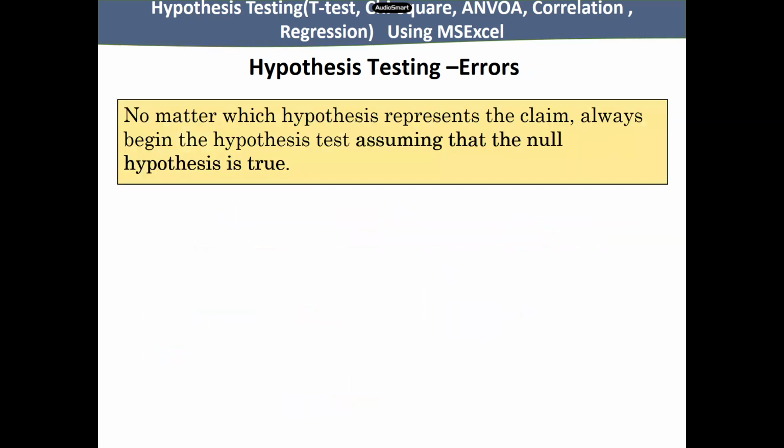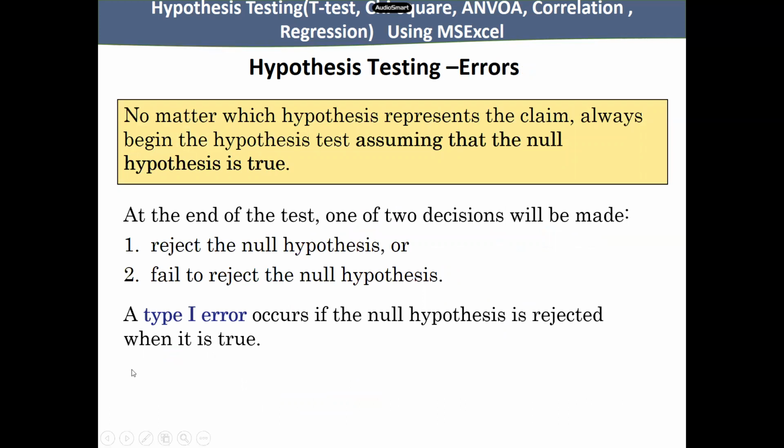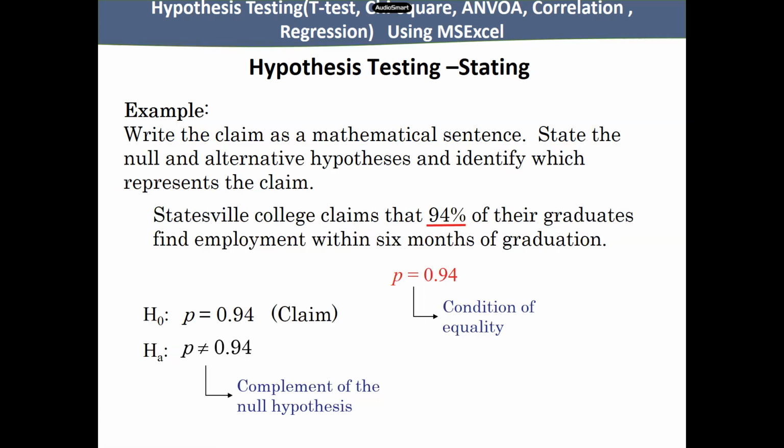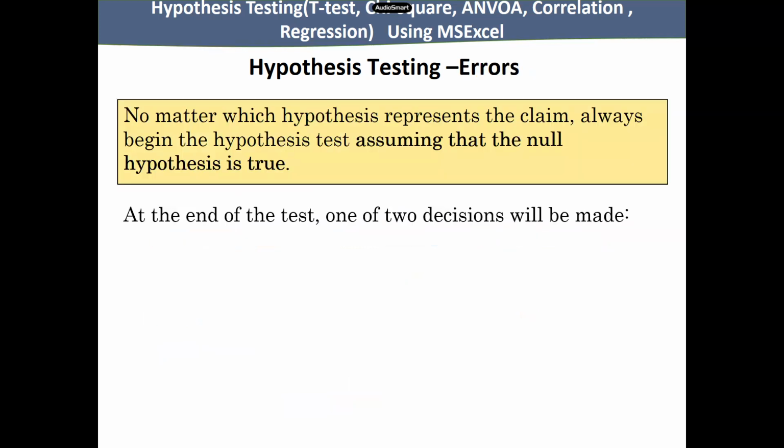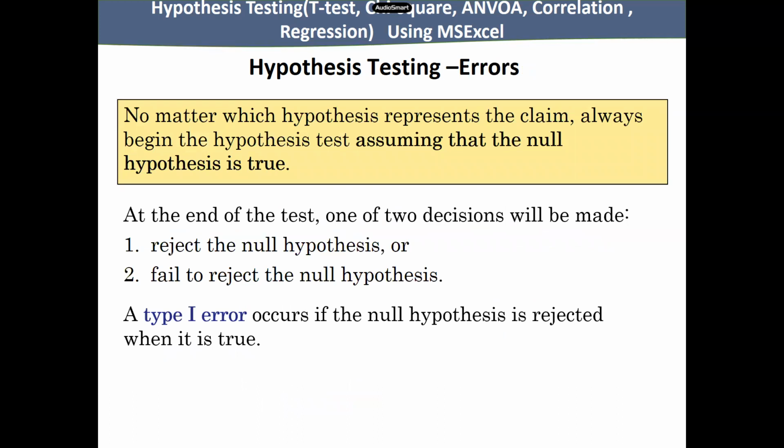All right. So, testing the errors. Just a minute. So the H1 must always be the opposite of the H0. Exactly. Okay. So when they ask you how is a hypothesis tested, or they give you a statement and say write the null hypothesis, what they mean is write the null and the alternate hypothesis. Okay. So let's see, no matter which hypothesis represents the claim, always begin by assuming that the null hypothesis is true. You get that?